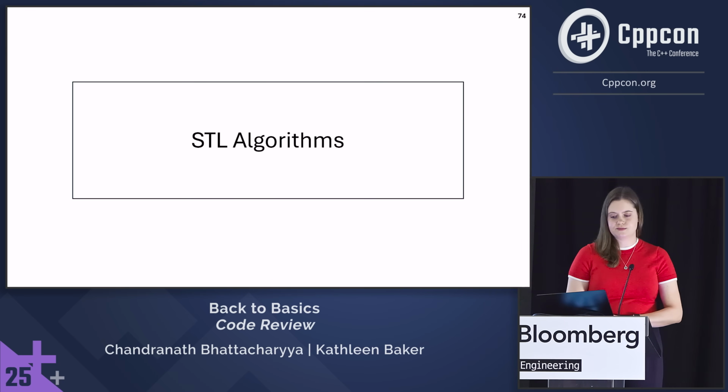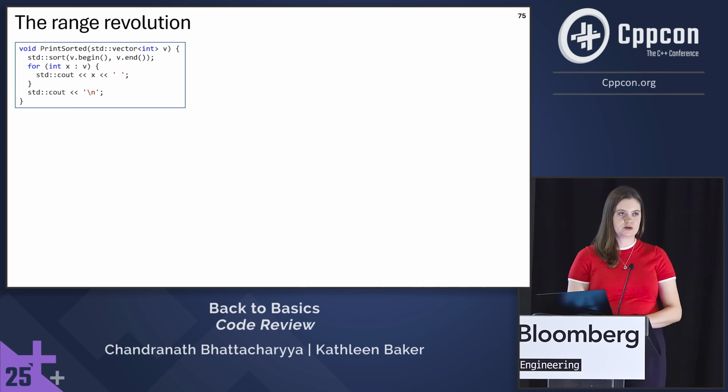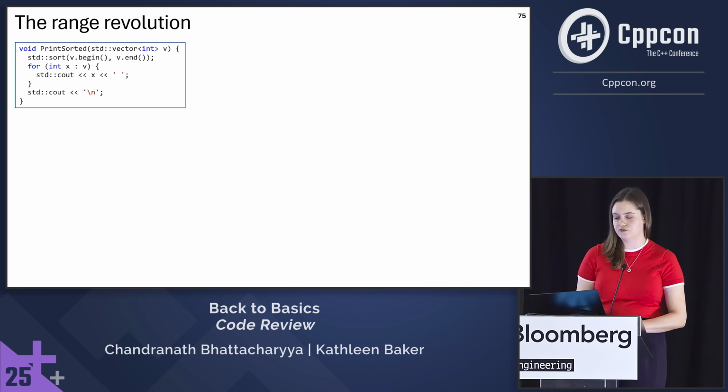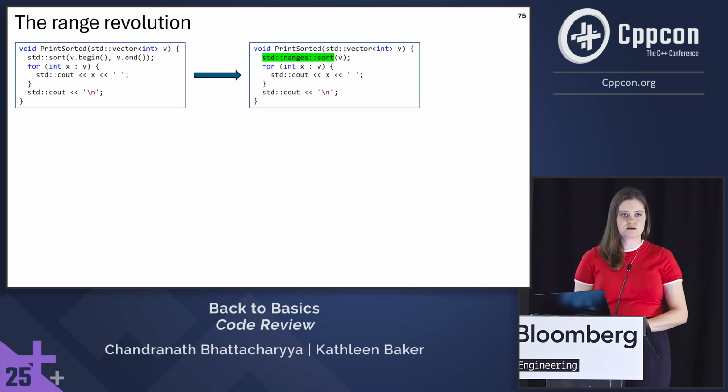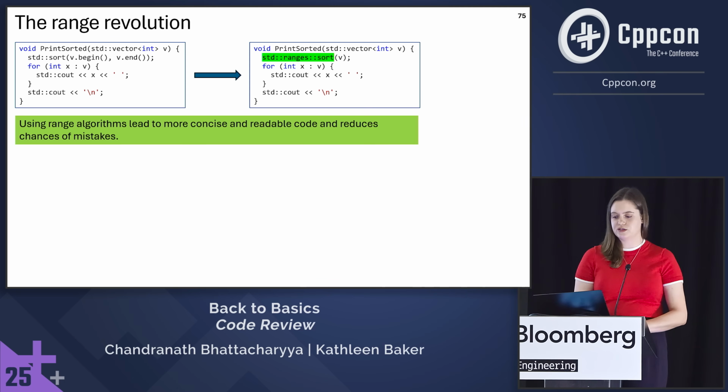Next is algorithms. The range revolution. We're trying to sort a vector, and we're using std sort and passing in the begin and end iterators. Instead, we can use std ranges sort. So this is more concise, readable, and reduces the chance of making a mistake.